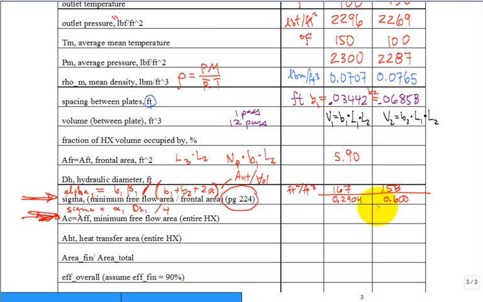All right. So now the minimum free flow area of the heat exchanger is just going to be this sigma, let's do it for 1, times the area that 1 sees as it approaches, the total frontal area of 1, which we calculated up here. That gives us the free flow area, or area C. They use different notation, AC1. I have to get that minimum free flow area correctly.